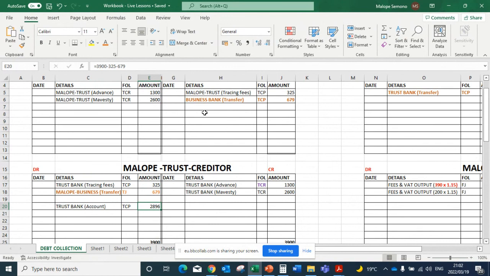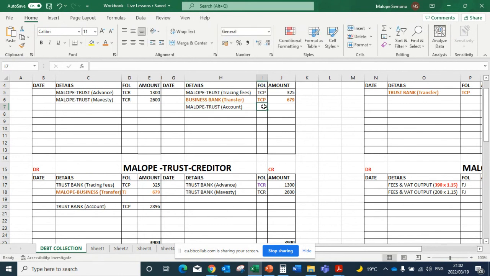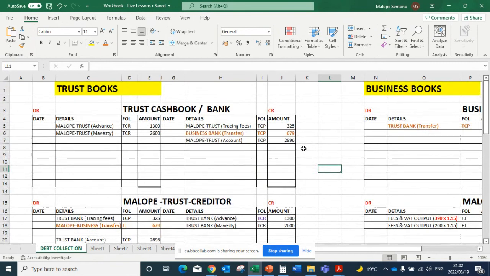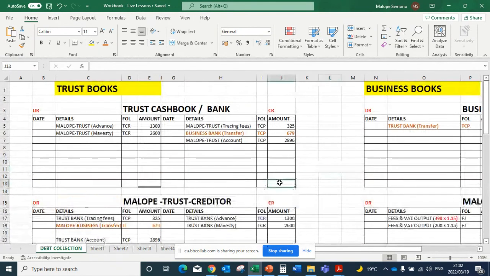Obviously, because I said trust bank account, I must also come here and say my trust, but I'm just going to write account. Can you see? Because the remainder must be given to the trust. See? And then how much is it? It's 2896. Okay. So this is what I've accounted for. Can you see now? And thereafter, I just have to balance the account.